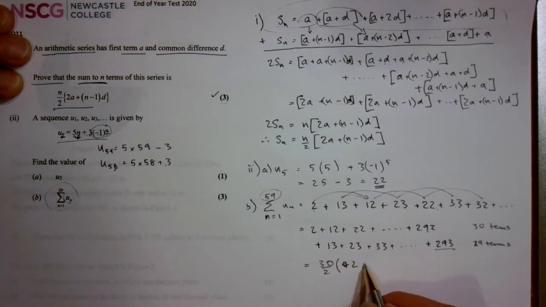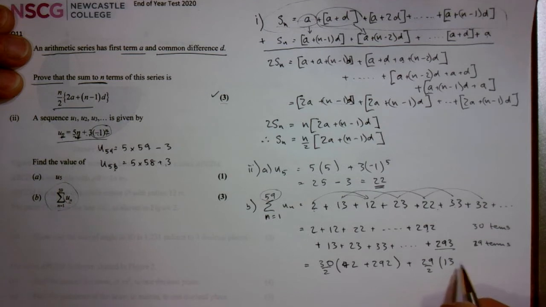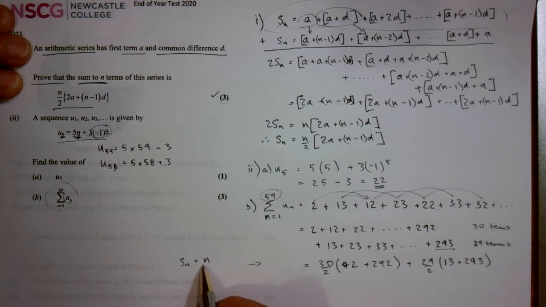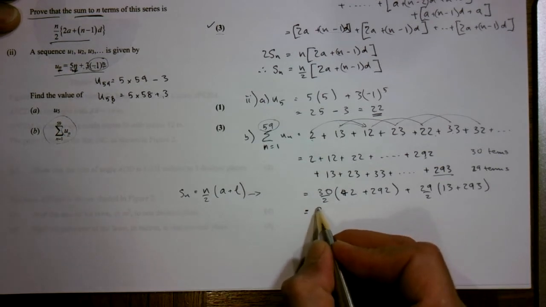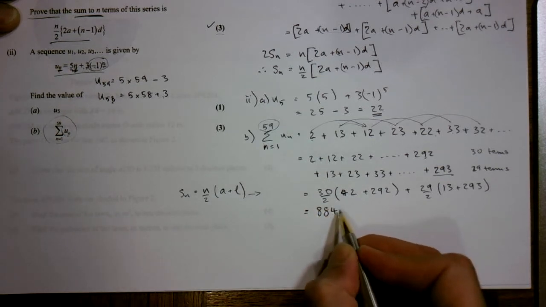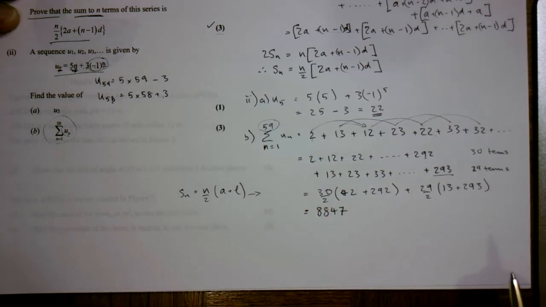I've got my first plus my last, and then I'm going to add 29 over 2 times first one, which is 13, and my last one, which is 293. So here I've used Sn is equal to n over 2, first plus last, that version of the sum of an AP. And when I multiply this out, it's calculator time, I get the sum, which is 8847.